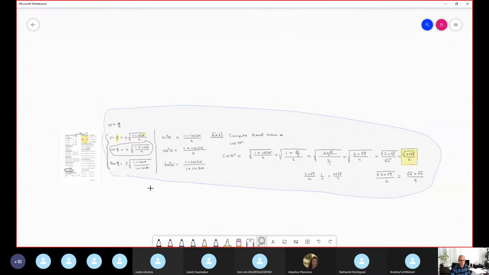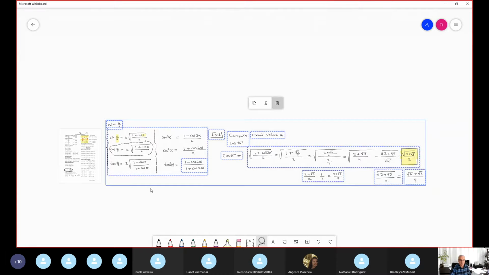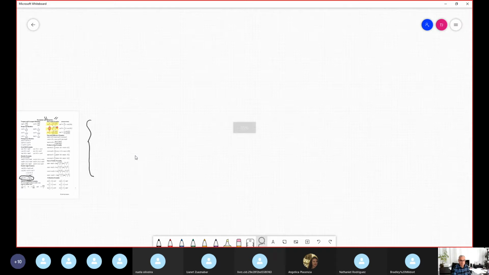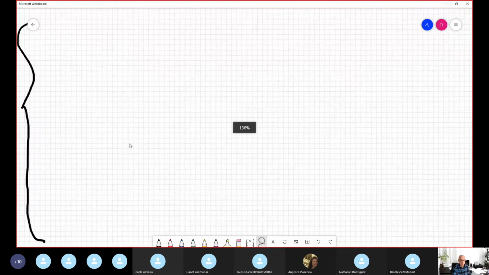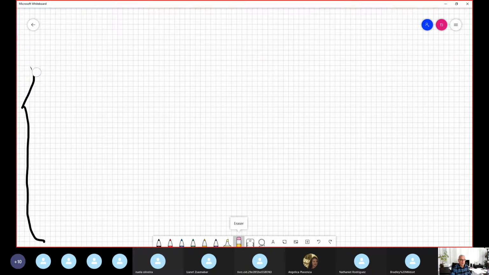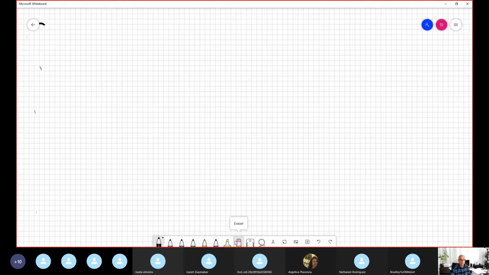Okay, I want to erase this part. I don't want to erase this page because we continue using this. Example 2 of the half angle. Let me erase that part. Okay. Example 2.